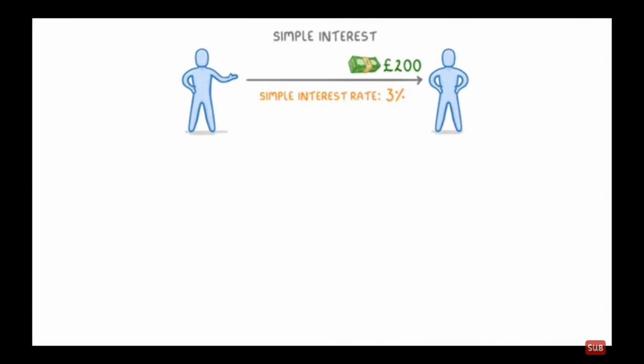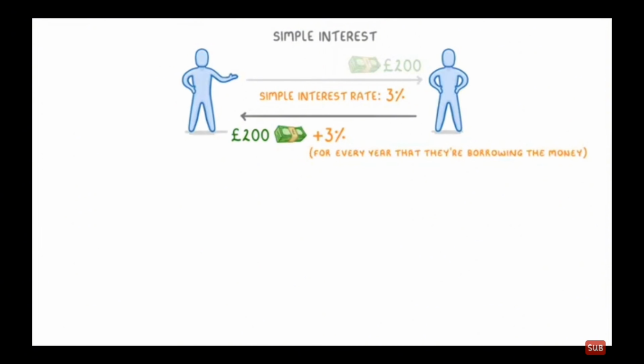Well, it means that at some point, that person will have to pay you back the original £200 that they borrowed, plus an extra 3% for every year that they're borrowing the money. So to find out how much they'd owe you after just 1 year, we'd need to find 3% of £200, which would be the interest, and add that to the original £200.